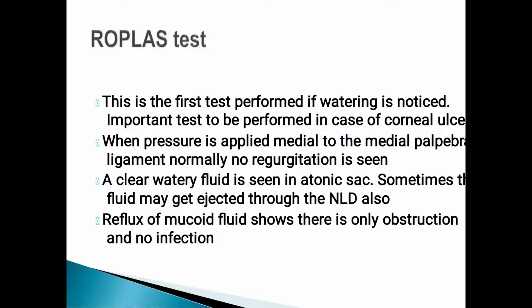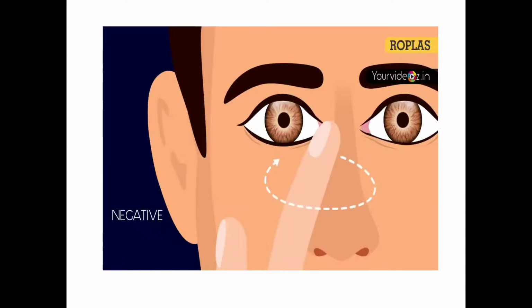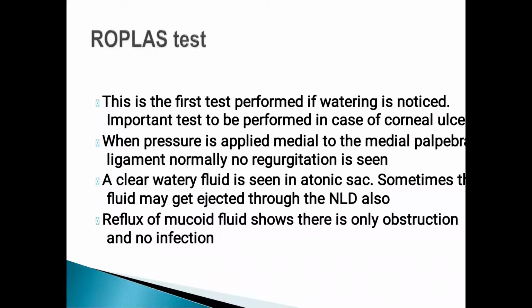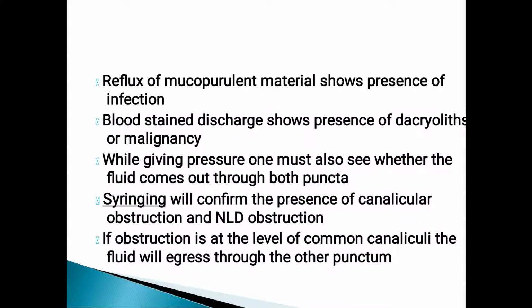So this is the first test that is performed if watering is noted. And very, very important, if a patient presents with corneal ulcer, we must do this test, because chronic dacryocystitis is an important predisposing factor for corneal ulcer. Okay, right. Normally when we press medial to the medial canthus, no regurgitation is seen, but if there is any discharge, any fluid that is watery or mucoid or purulent, it means that there is obstruction of the nasolacrimal duct.